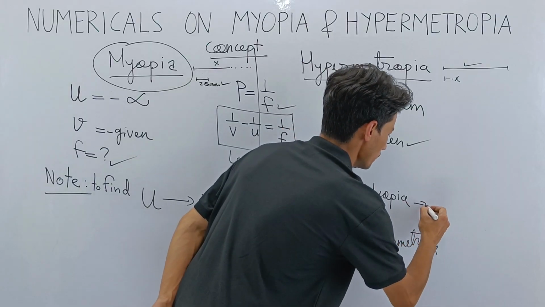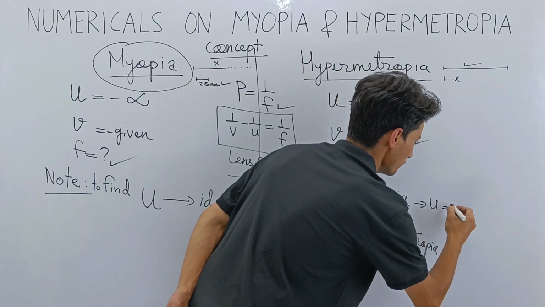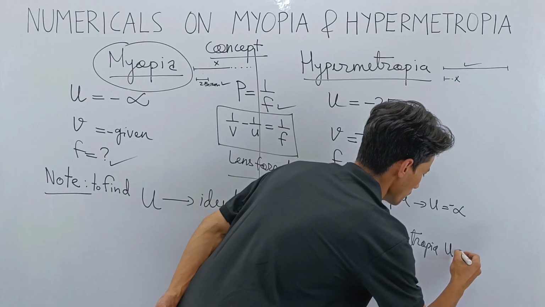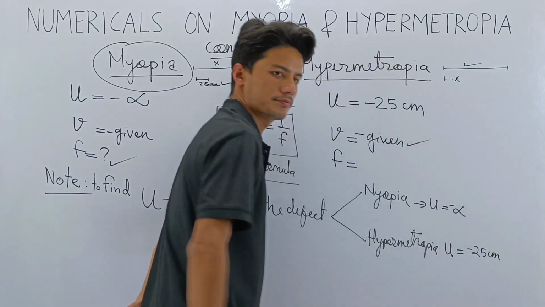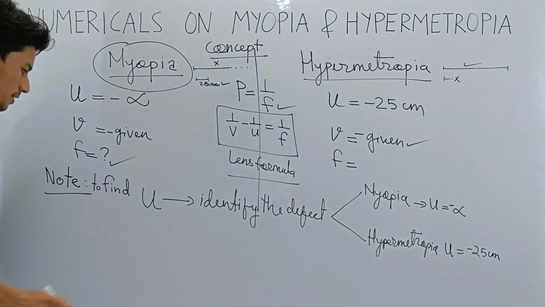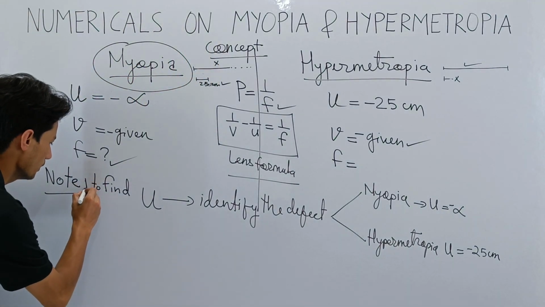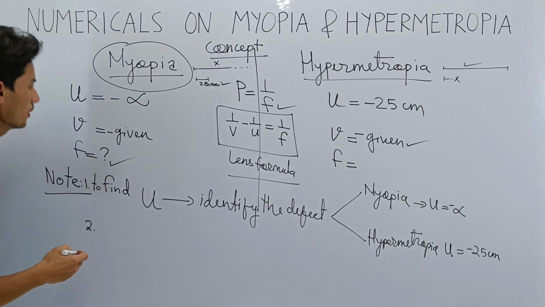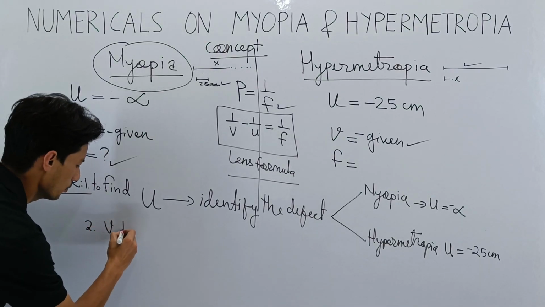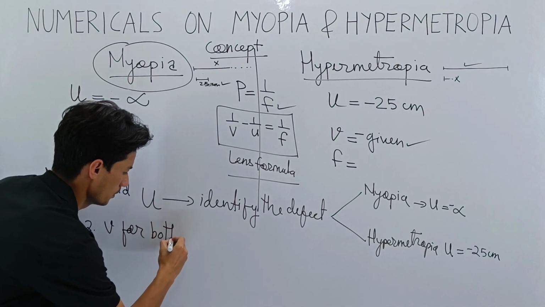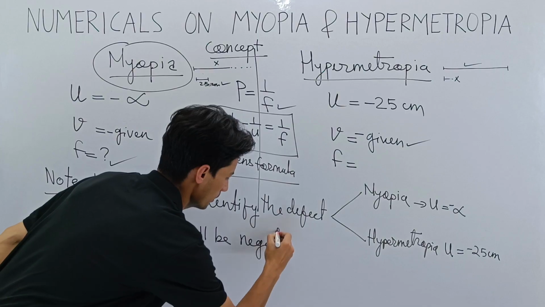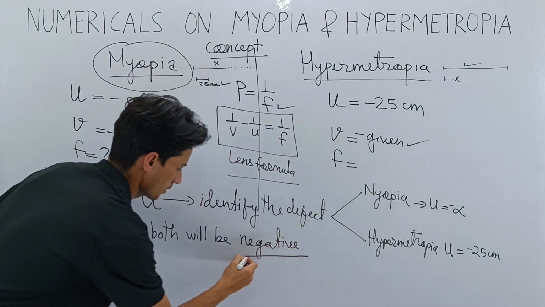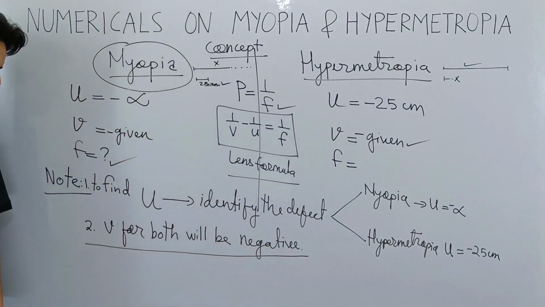If it is myopia, then u will be minus infinity. If it is hypermetropia, then u will be minus 25 centimeter. Okay, then the second point, v for both will be negative. This is it, class. Super easy, it's not at all difficult.